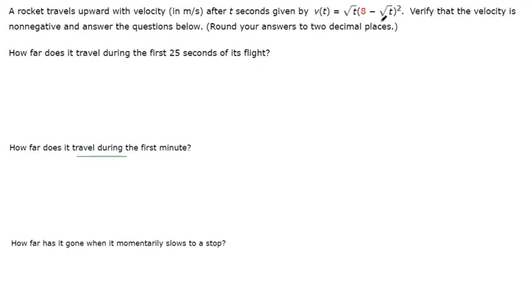So we're given velocity, and we're asked for something about its change in location. So we want to know displacement. That means we're going to want to integrate from 0 to 25 of the velocity function. To do that, it might be easier to rewrite the velocity function.